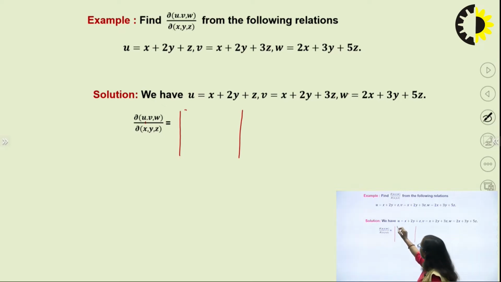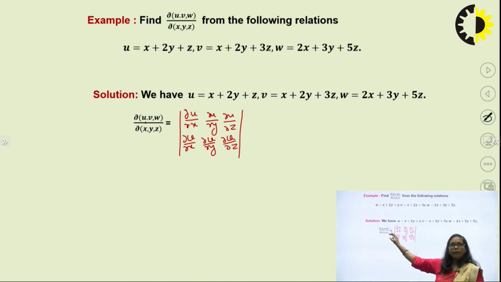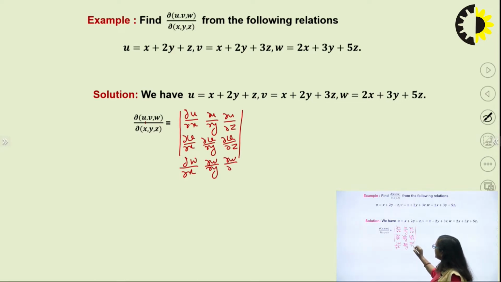What do we get? In the first row we have del u by del x as the first element, del u by del y as the second element, and del u by del z as the third element. In the second row, take the second dependent variable v and take its partial with respect to the three variables x, y, z. So the second row elements are del v by del x, del v by del y, and del v by del z. The third dependent variable is w, take its partials again, writing in the third row: del w by del x, del w by del y, and del w by del z, like this.